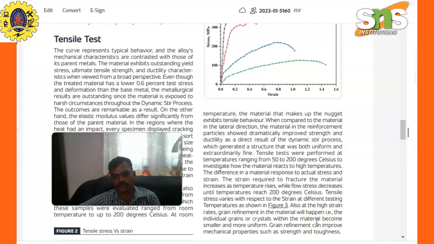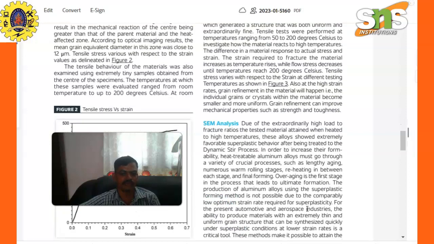Also, at high strain rates, grain reinforcement of the material will happen. The individual grains recrystallize and the material becomes smaller and more uniform. The grain reinforcement can improve mechanical properties such as strength and toughness.